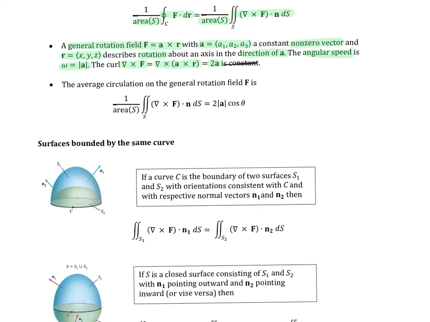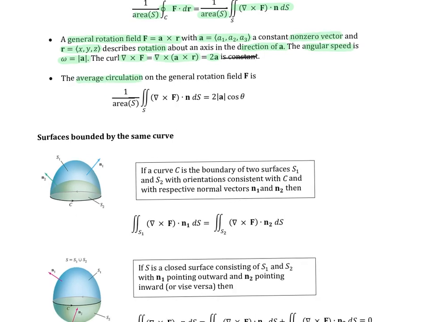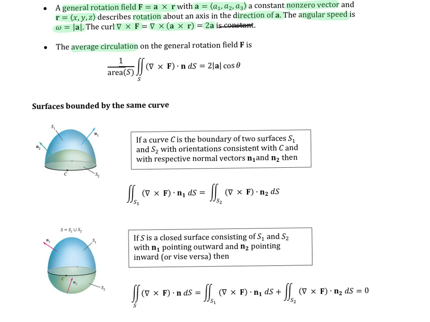If we are in a general rotation field, then computing average circulation is actually very easy. Instead of computing that whole integral, you just have to compute 2 times the magnitude of A times cosine of theta. So the question is, where did this theta come from? Well, this is actually the formal definition for a dot product. Here we're looking at our normal vector dotted with A, so theta is going to be the angle between them.